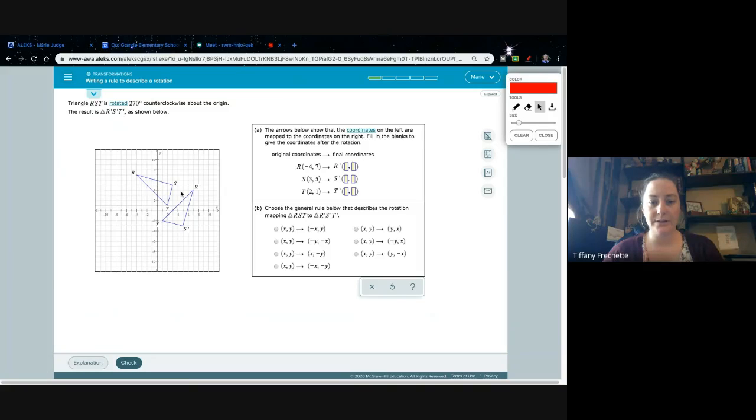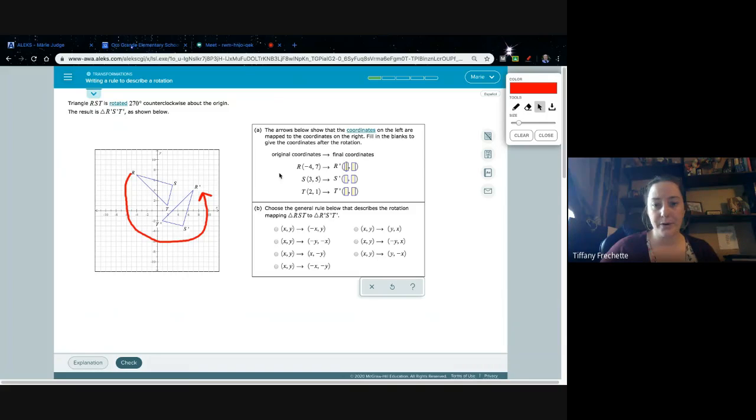Okay, so we want to start looking at this one. We're rotating it 270 degrees counterclockwise. So we're taking triangle RST and we're going to rotate it this way, counterclockwise, backwards on a clock, 270 degrees. So we want to figure out what's the rule for rotating 270 degrees counterclockwise.